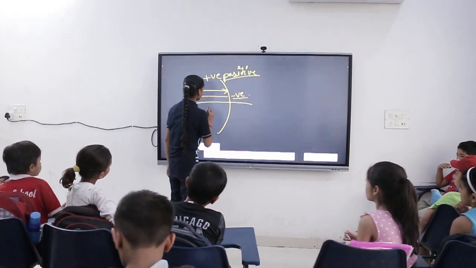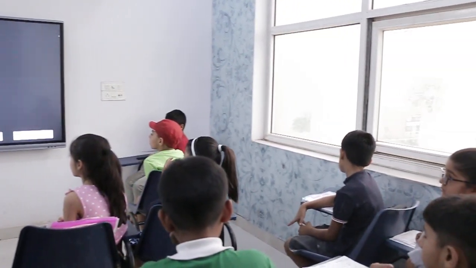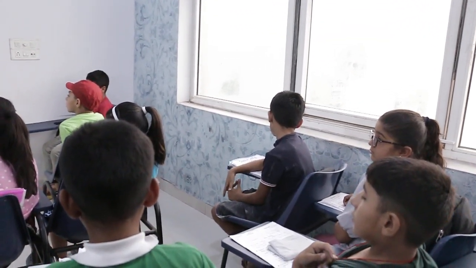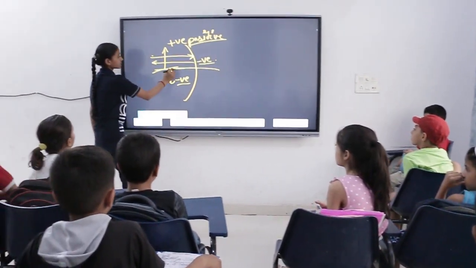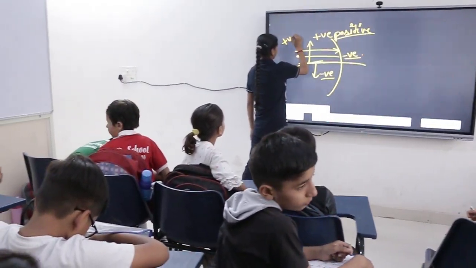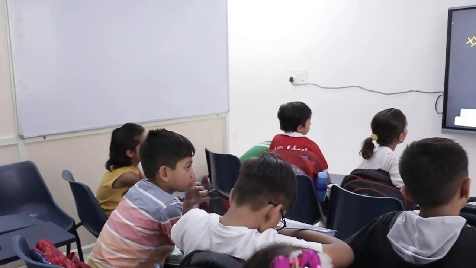Then when we measure downwards to the principal axis, only downwards, then we mark the negative origin, and when we measure upwards to the principal axis, then we mark positive. And always we mark the pole as origin.